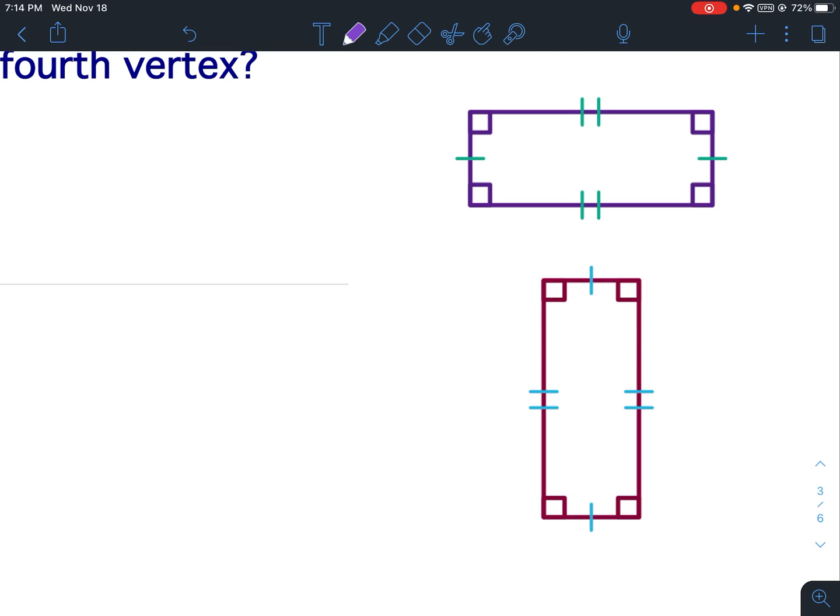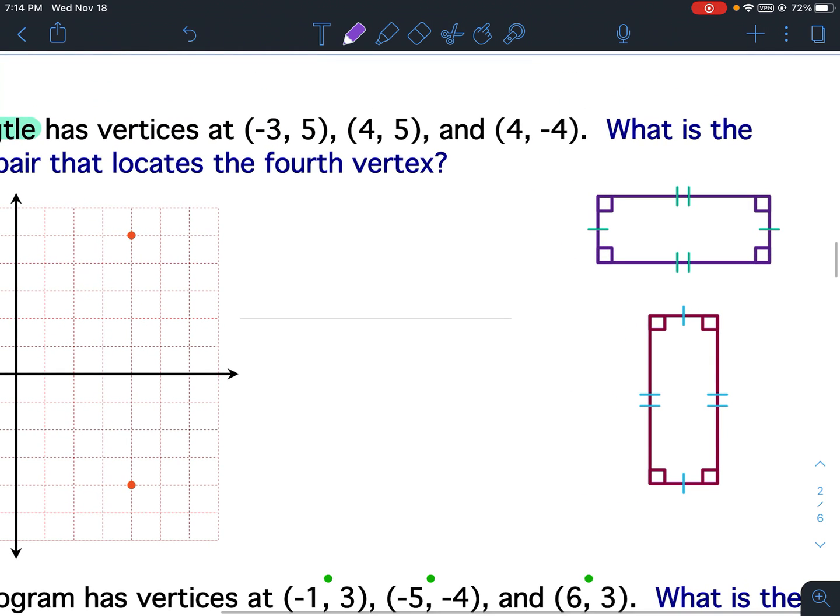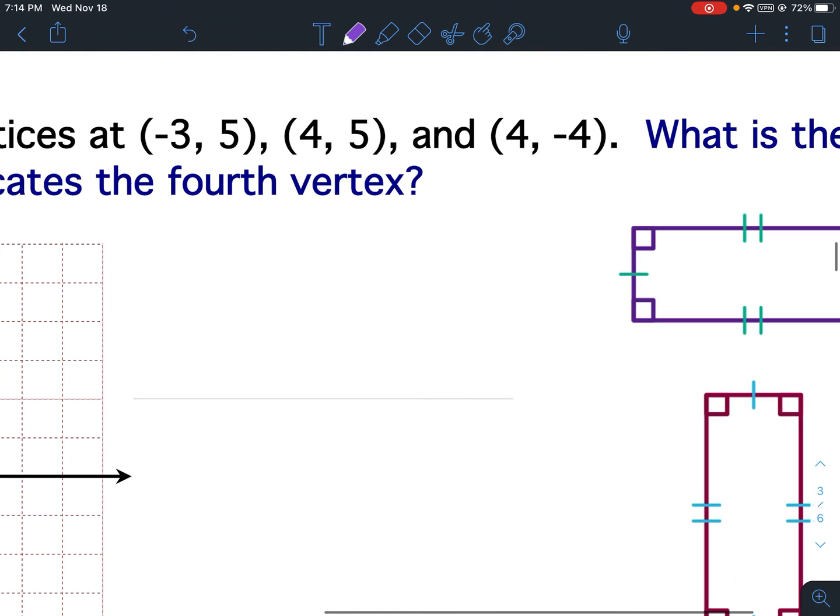And then the best part about a rectangle is that each angle is 90 degrees. That's what these boxes here in the corner mean. So each angle is 90 degrees. Take a moment, pause your video, and draw those two figures, and don't forget to put the tick marks on it.